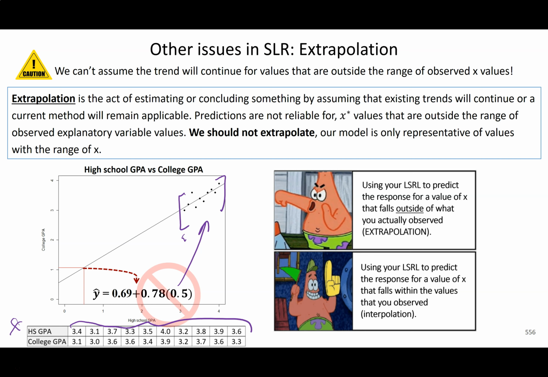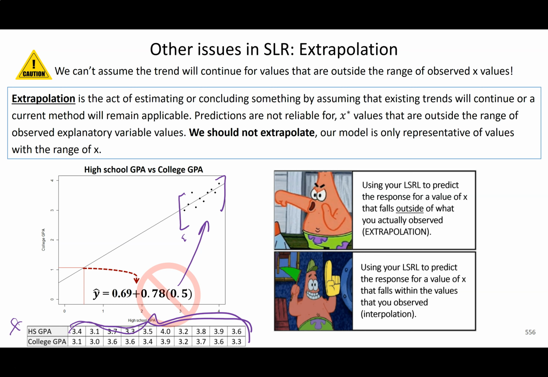So you want to look at what range of values did I see in the sample. For high school GPA, I only saw 3.1 to 4.0. That means you only want to use your regression line to make predictions for high school GPAs from 3.1 to 4.0. You do not want to go outside of it. You don't want to go below. You don't want to go above. It's bad news. You don't want to do it.